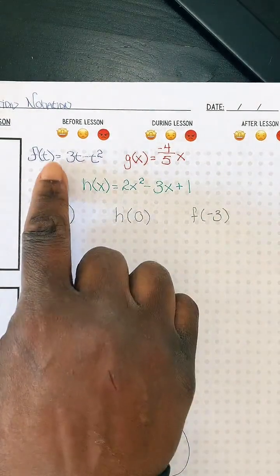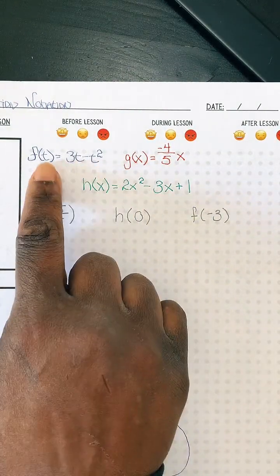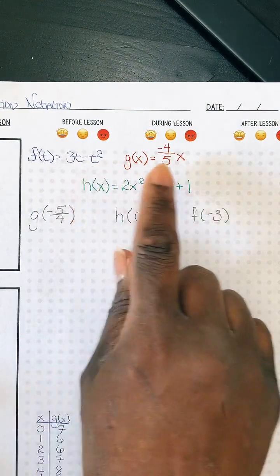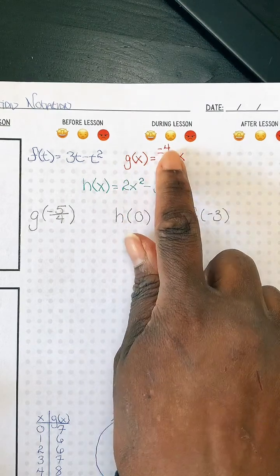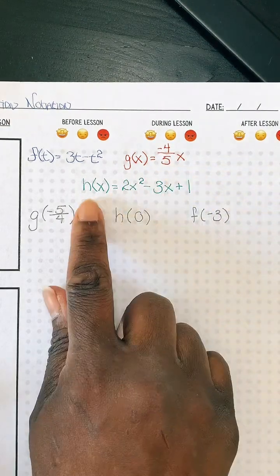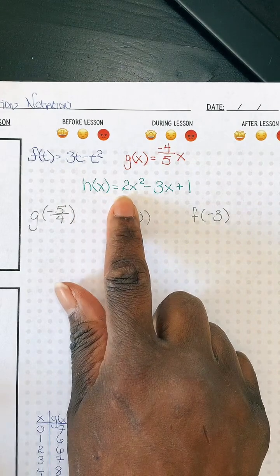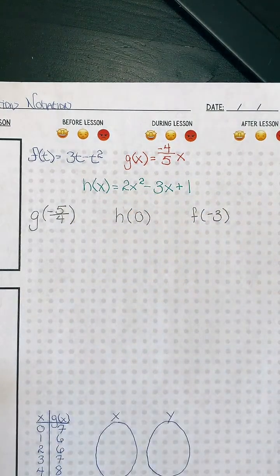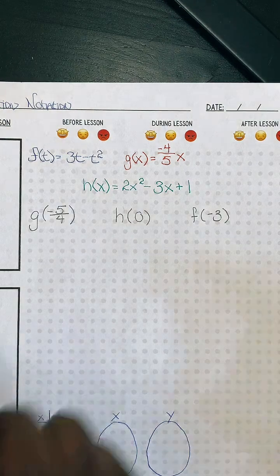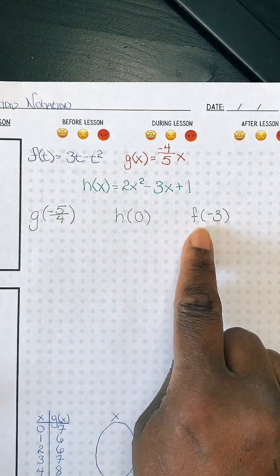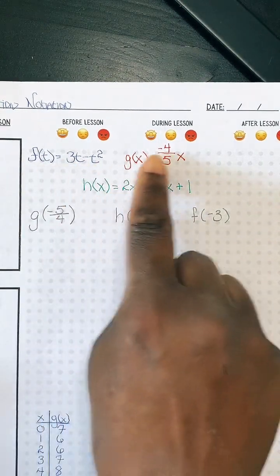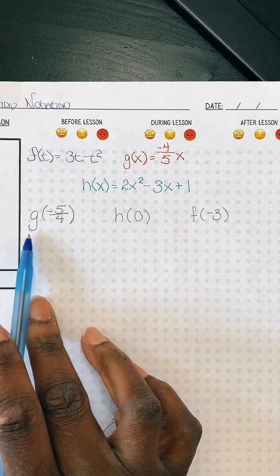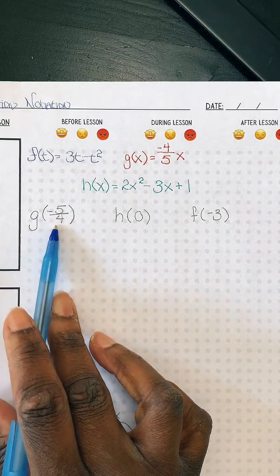So we have our three functions. We have our F function, which is 3t minus t squared. We have our G function, which is -4/5 x. And we have our H function, which is 2x squared minus 3x plus 1. So with these, the letters in front are telling you which of those three functions you're going to deal with. So if I take a look at the first one, we have G of -5/4.